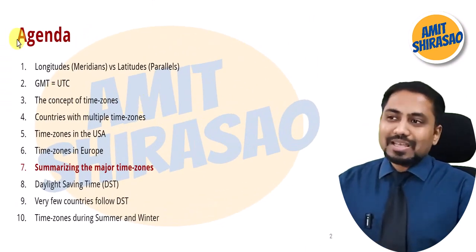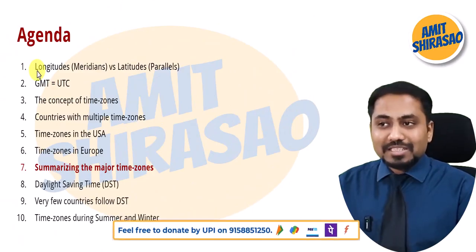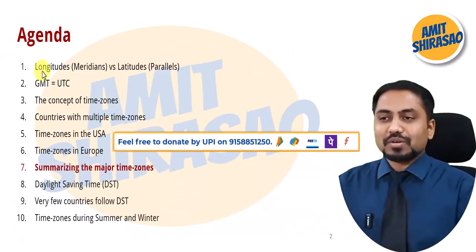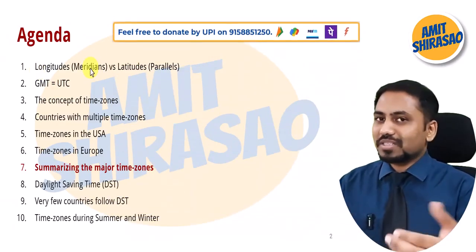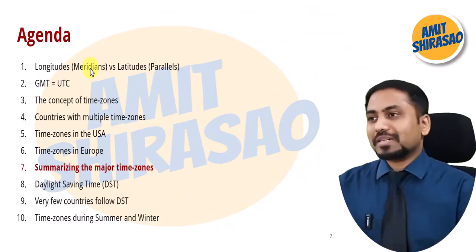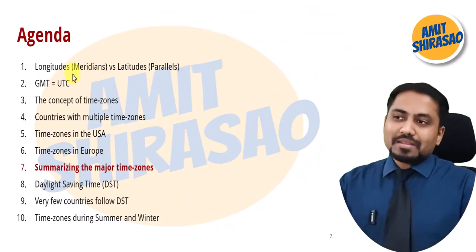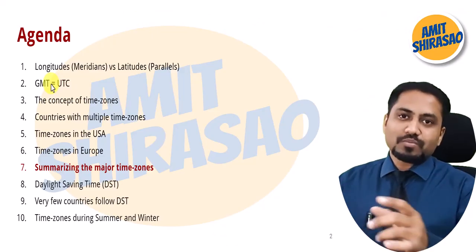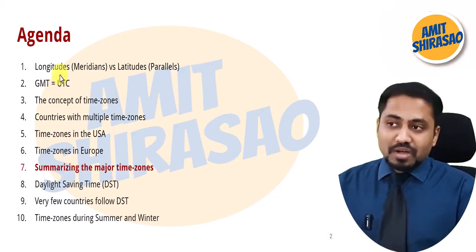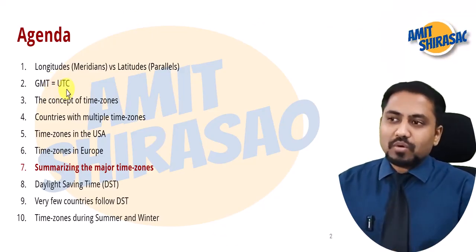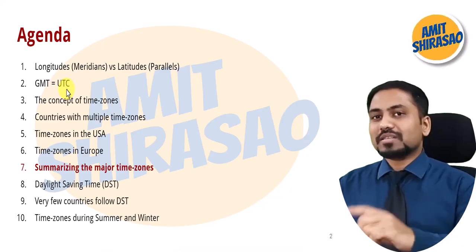The agenda is, I will discuss what is latitude, what is longitude. Latitudes are also called as parallels, longitudes are also called as meridians. What is the whole concept? Why did it come into existence? Then what is GMT? That is Greenwich Mean Time, and after 1972, it is now called as UTC, that is Universal Time Coordinated.